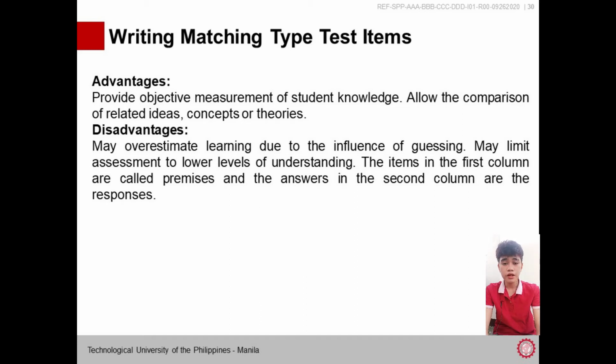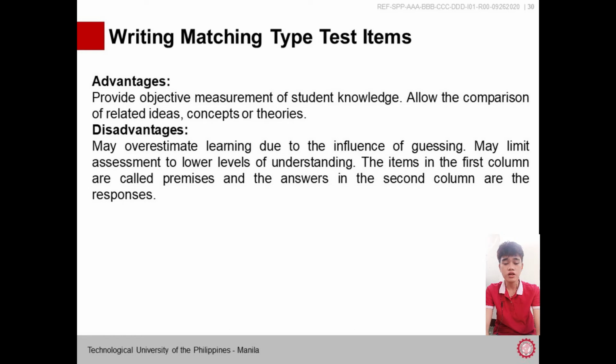First, the advantage of matching type tests is that they provide an objective measurement of students' knowledge, and allow the comparison of related ideas, concepts, or theories. Here, as we can see, they think more critically about what they want to answer in column A, which is the answer in column B. It is also an advantage to learn more about the ideas or concepts that they want to pick for the question.